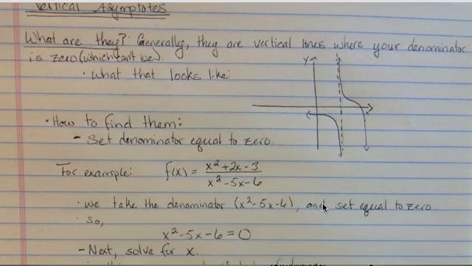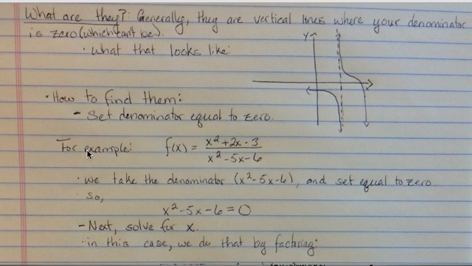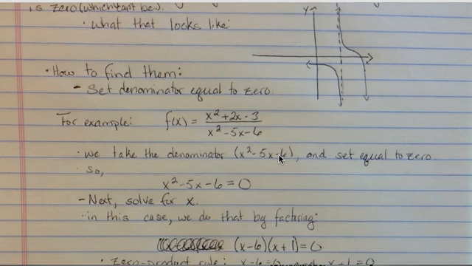Now, how we find them, the first step is to set the denominator equal to 0. So if we have the function x squared plus 2x minus 3 over x squared minus 5x minus 6, we really don't care what's at the top. That doesn't matter for our purposes here. But we take the denominator, the x squared minus 5x minus 6 part, and set it equal to 0. So we get this right here.